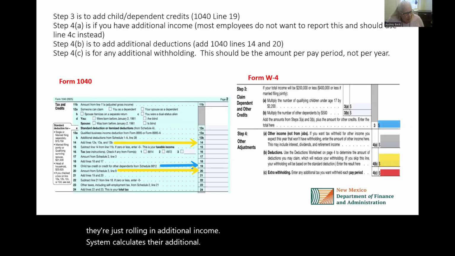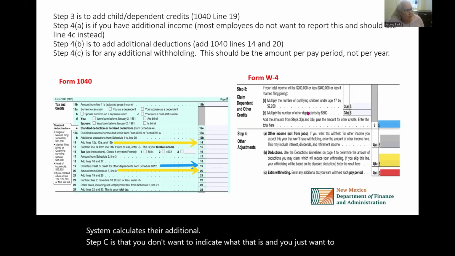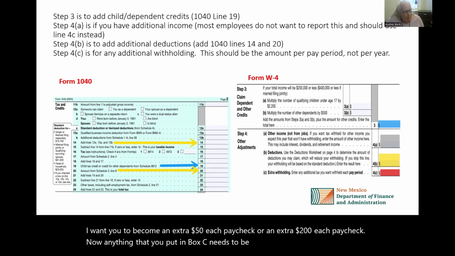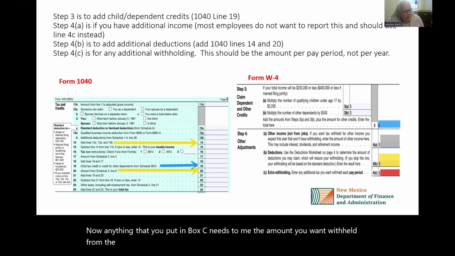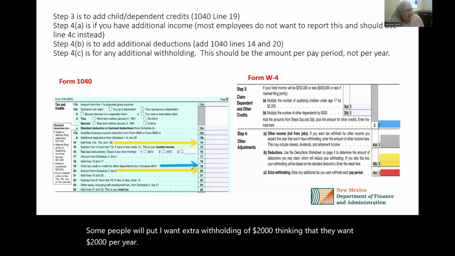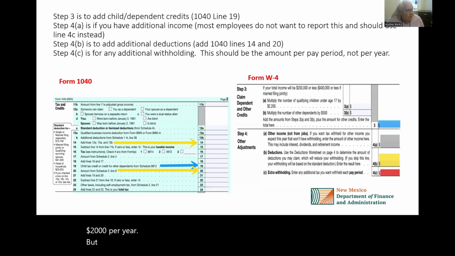Step C is if you don't want to indicate what that is and you just want to tell them, I want you to withhold an extra $50 each paycheck or an extra $200 each paycheck. Now, anything that you put in box C needs to be the amount you want withheld from the pay period. Some people will put, I want extra withholding of $2,000, thinking that they want $2,000 per year, but staff have to actually input what is in box 4C.